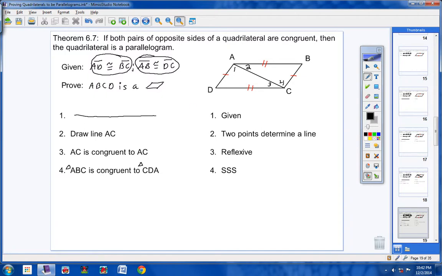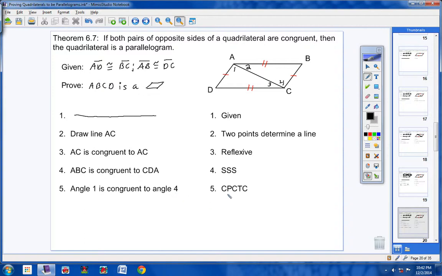Okay? Now, moving on. Angle 1 is congruent to angle 4. Okay? By CPCTC. Now, guys, think about this for a second, okay? Look, if angle 1 is congruent to angle 4, look at this. I've got a line here, and a line here, cut by a transversal. And we learned that whenever two lines are cut by a transversal in such a way that the alternate interior angles are congruent, then these two lines here are parallel. So now look what I can state. I can state that AD is parallel to BC because alternate interior angles are congruent.